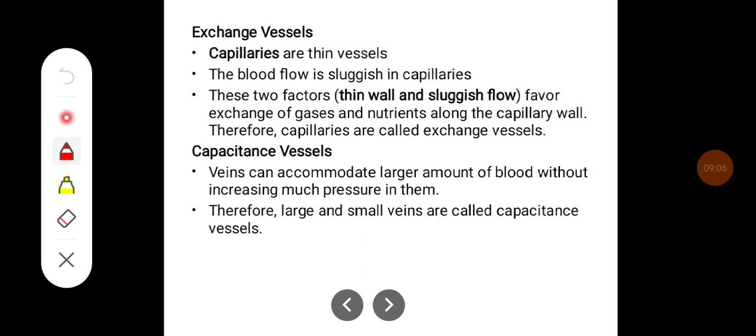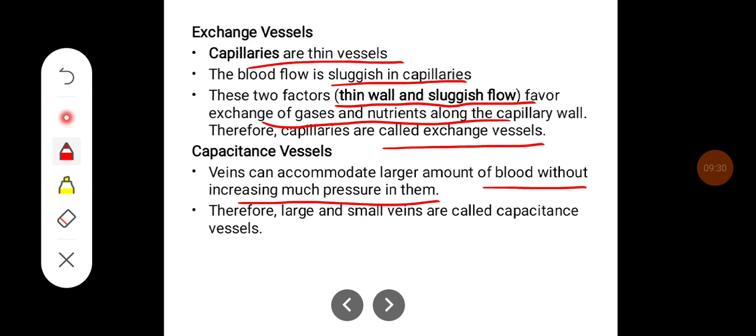Exchange vessels. Capillaries are thin vessels and they are called exchange vessels. The blood flow is sluggish in capillaries. These two factors, that is thin wall and sluggish flow, favor exchange of gases and nutrients along the capillary wall. Therefore, capillaries are also called exchange vessels. The capacitance vessels. Veins can accommodate a larger amount of blood without increasing much pressure in them. Therefore, large and small veins are called capacitance vessels.